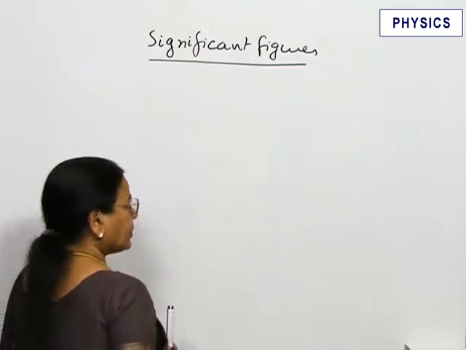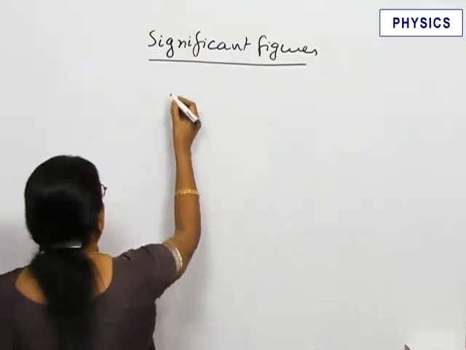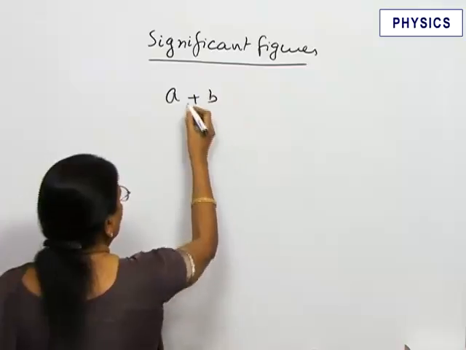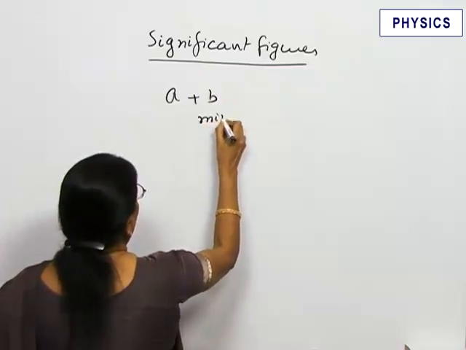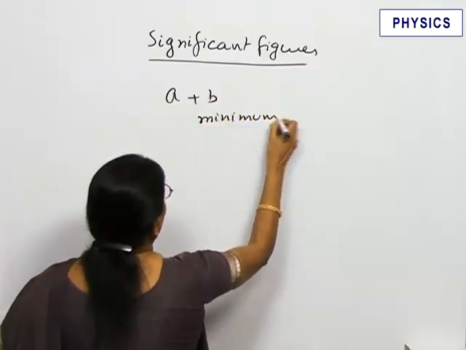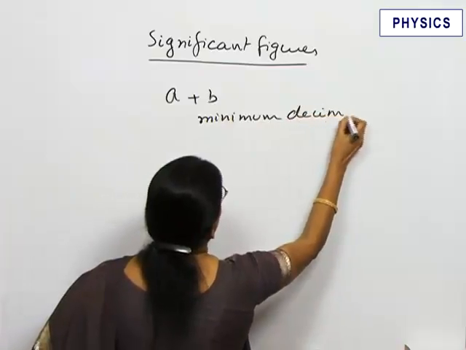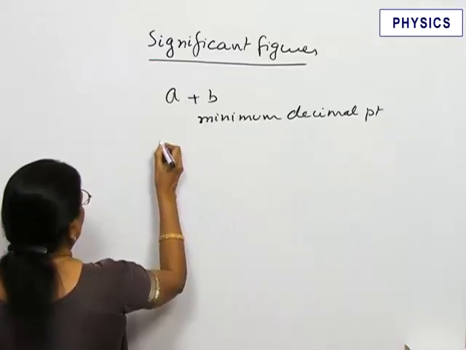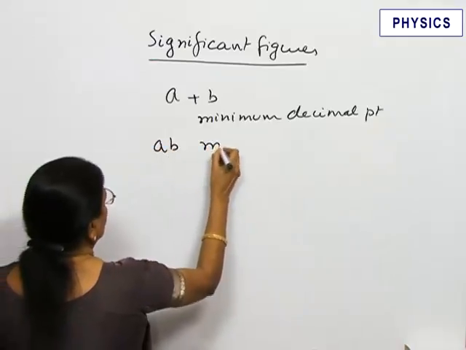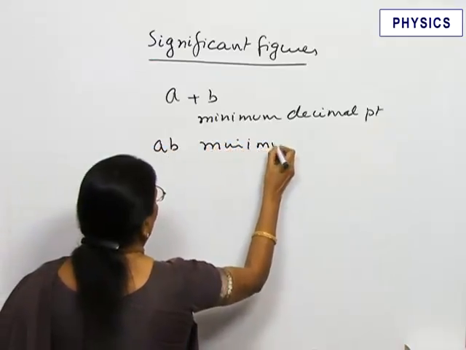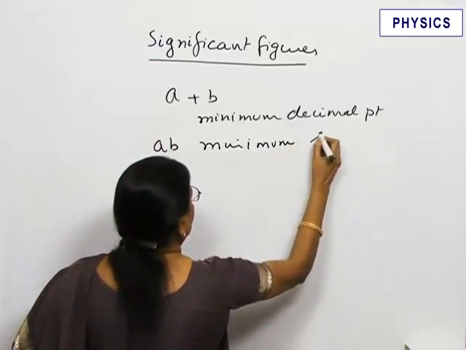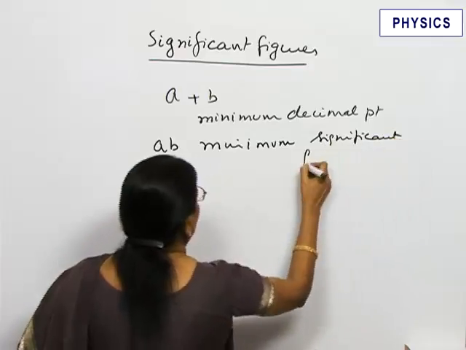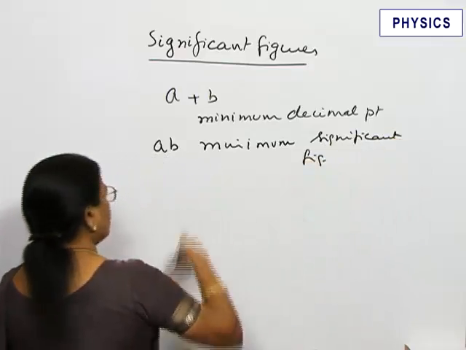Now, arithmetical operations. Suppose you are adding two numbers, then you must keep the minimum decimal points in addition and subtraction. Suppose you are multiplying two numbers, we must keep the minimum significant figures. So, we must round off. We must round off using this rule.